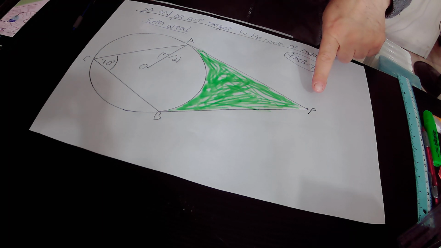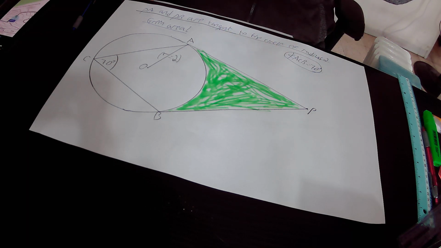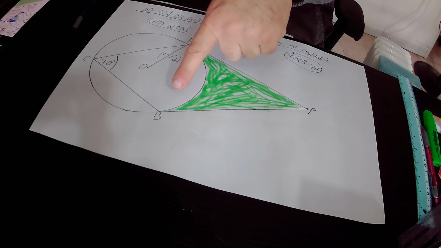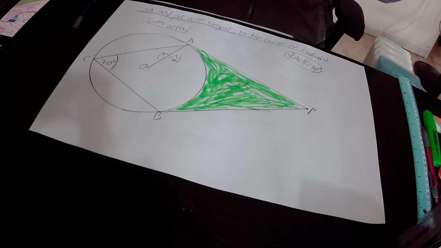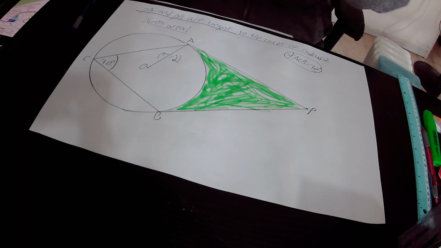From the external point P we have two tangents to this circle: tangent PA, that is tangent to this circle here at point A, and tangent PB, that is tangent to this circle here at point B. Again, our mission is to find the area of this green shape. Point O is the center of the circle.